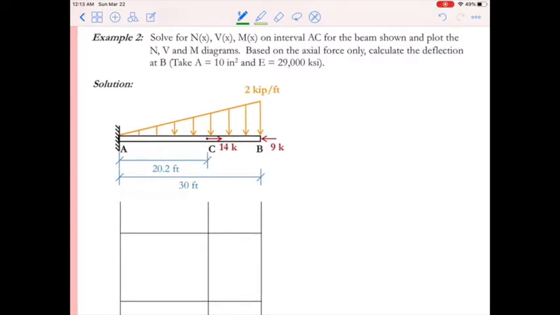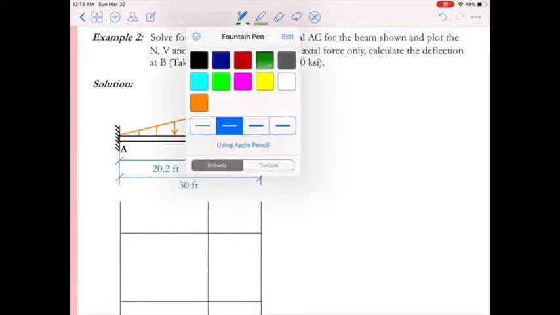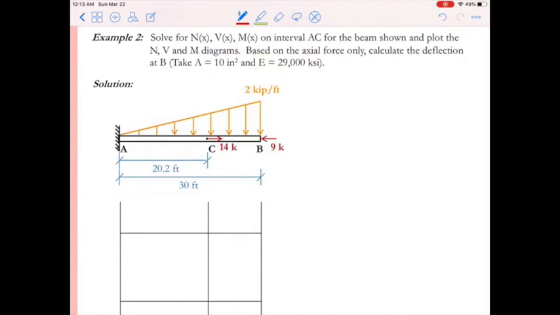All right, so let's go ahead and walk through these steps. This is a little bit of a time-consuming problem, so get ready, but hopefully you'll have a good understanding of how to do it after this. So I'm going to go ahead and add my reactions at A. So we have AY, AX, and the moment at A. And step 1 says to solve for the reactions.